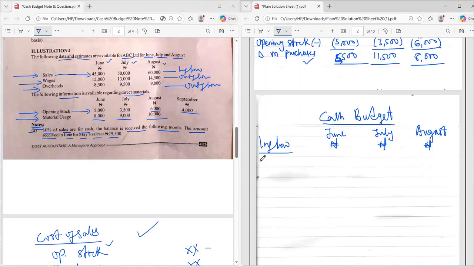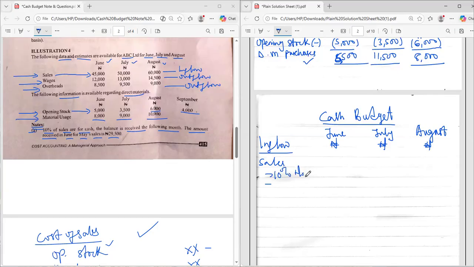So under the inflow, we have sales. Now our sales are broken down into two. They said that 10% of the sales are for cash. It means that when you sell, you collect 10% immediately. So that 10%, you put it here.